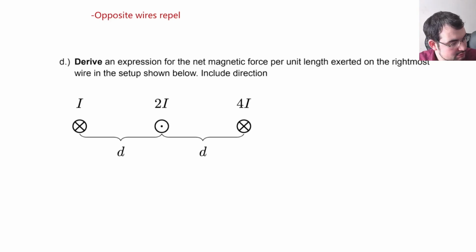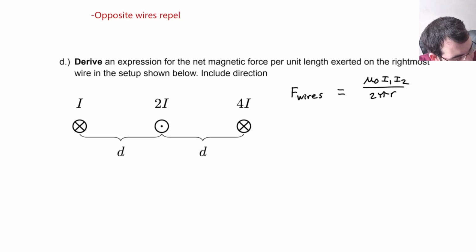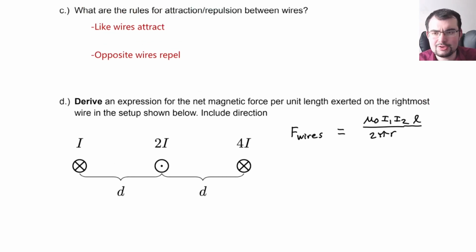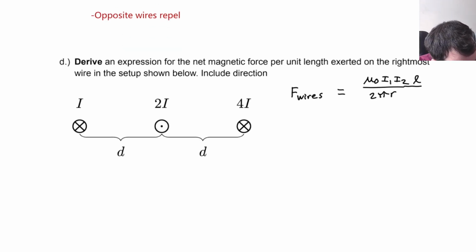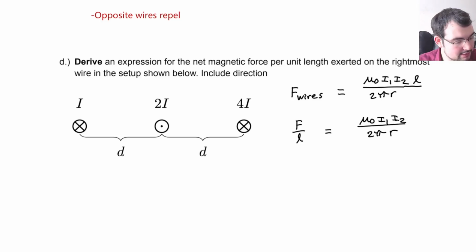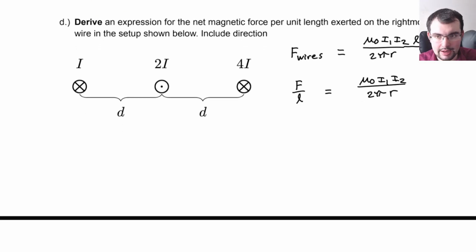So now we'll find the net force per unit length on this rightmost wire. This is an important thing to also know, that since we said that F from wires is equal to mu naught I1, I2 over 2 pi r times L, if we have long wires, if they're really long, infinitely long, they'd have infinite force. So instead, we're just looking at the force per unit length, which is just that expression with the length taken out. So this tells you how much force is exerted on each meter of wire, which is sometimes better to look at. So now it's looking much more Coulomb-like.